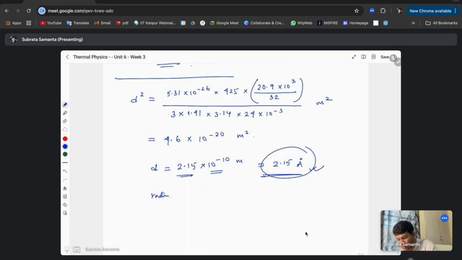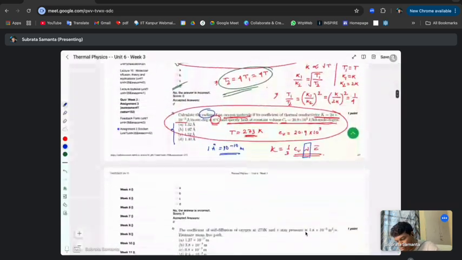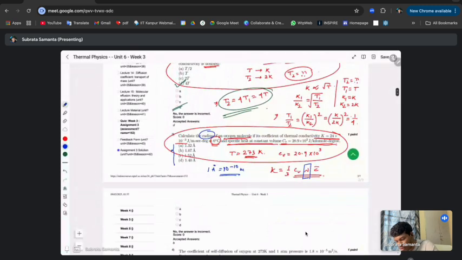The radius is basically d over 2. So 2.15 over 2 is basically 1.07 angstrom up to 2 decimal places. Now let's see if this is in the options. 1.07 angstrom. Yes, so the option is B, right? 1.07 angstrom. So B is the correct option.